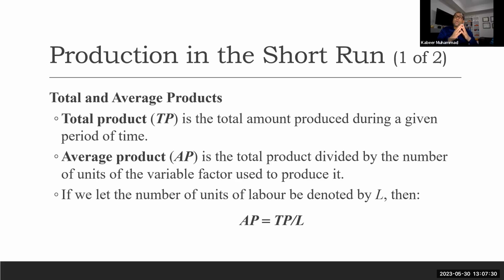So if we are producing certain goods and using 5 or 10 laborers, we divide the total output by 5 or 10 and get the average. And what is the average telling us? How much each laborer is capable of producing, on average, in goods or services.